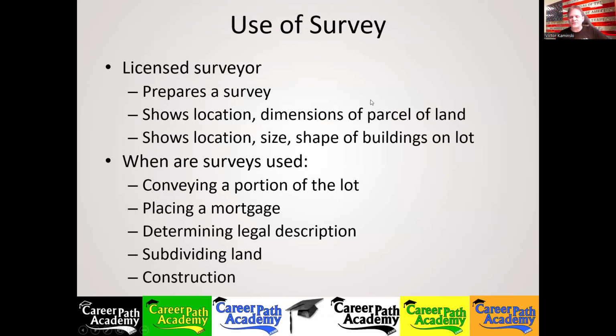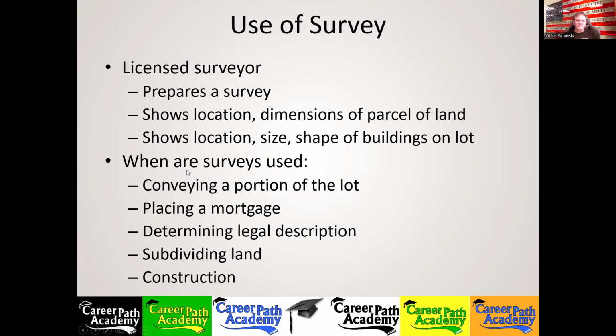So surveys are done by licensed surveyors. These are experts in map making. We call that cartography, and there's a lot of math involved for them, doing a lot of calculations too. So they're skilled at using these tools for measurement and map making. It's a very important job. People have gone to war over territory and land over the centuries, right?